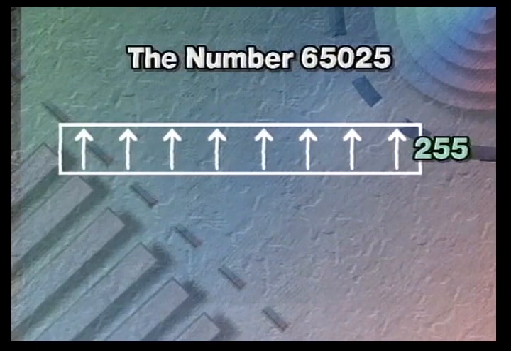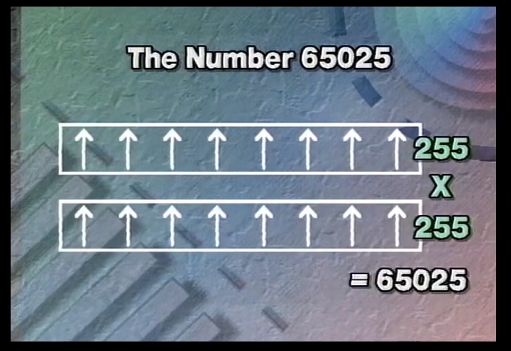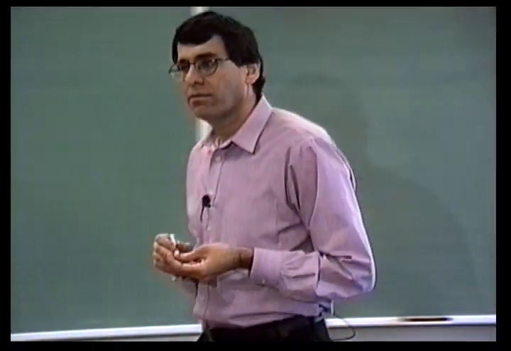Here's what it would look like. One panel would look like this, with everything turned on. And the other panel would look like that, with everything turned on. And multiplying 255 by 255 would give you the answer. And that's how the computer would store the number 65,025.